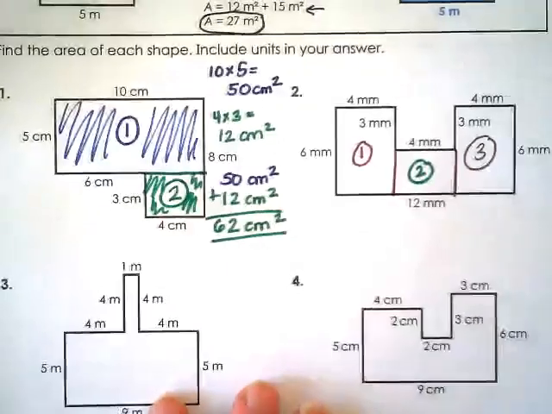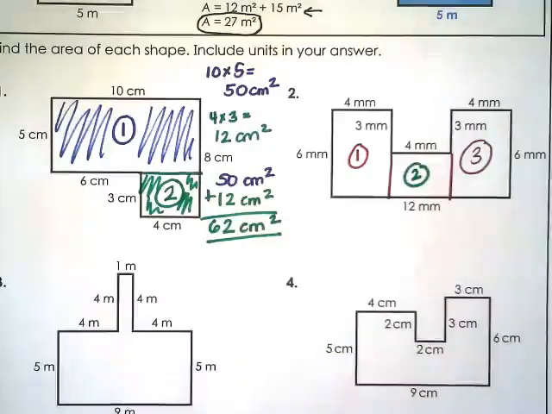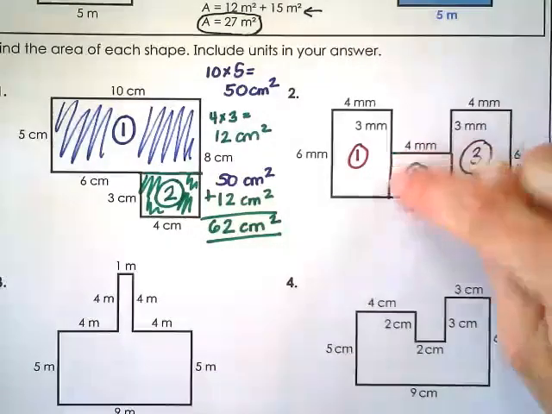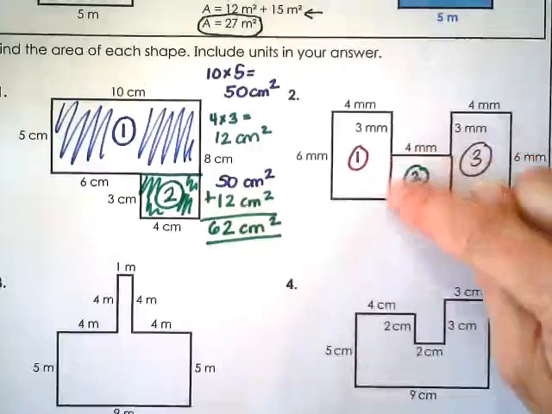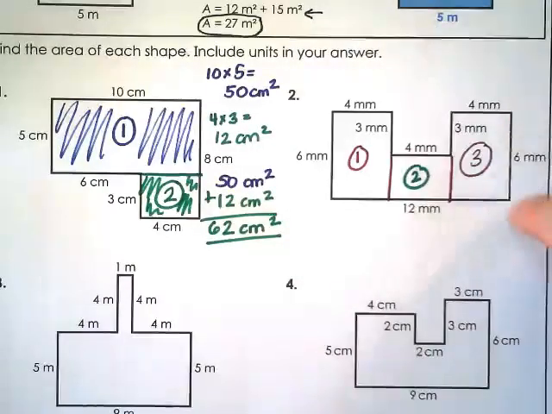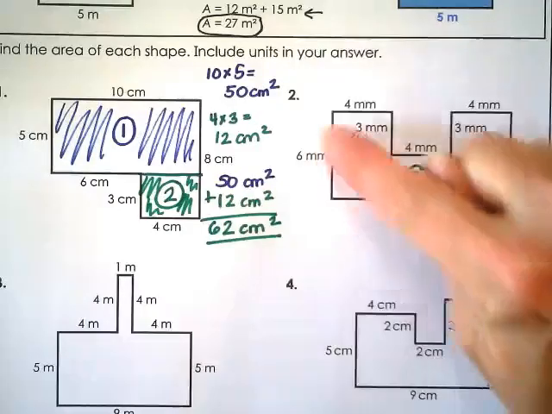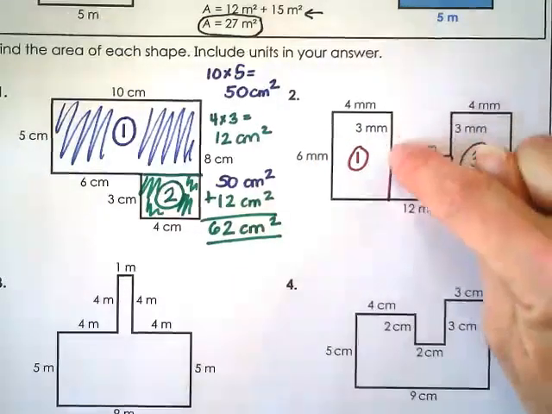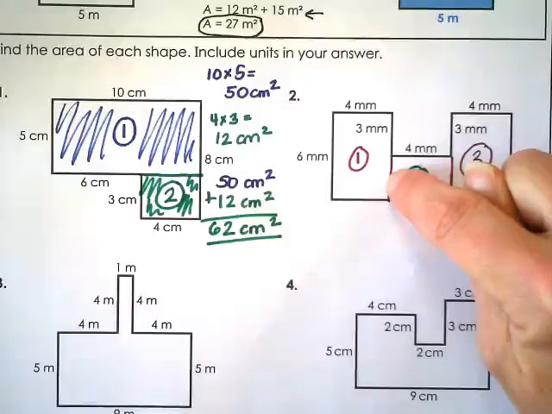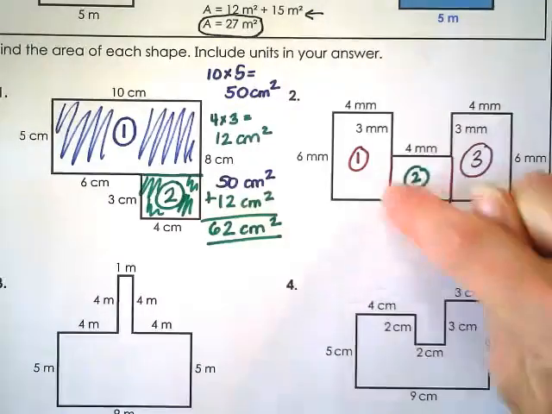The only tricky part of this is, what is this area right here? Or what is this length? Now, it's not going to be 6. If I know the total on this is 6 and I take away this 3, it's going to actually be 3 millimeters, right?